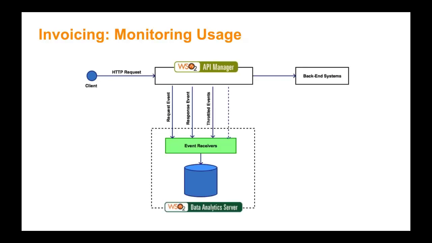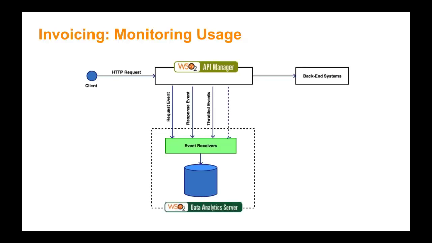Invoicing. Invoicing is based on how API usage happens. So for that, we have to monitor the API usage. When a client requests the backend, it goes through the API manager and gets back to the backend. And after that, it comes through to the client again through the API manager.